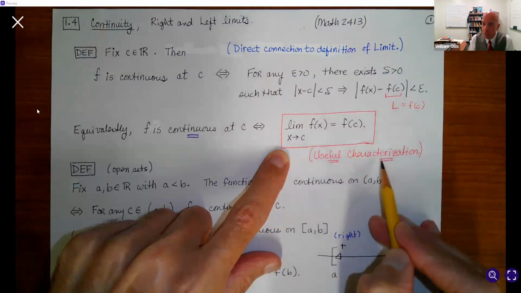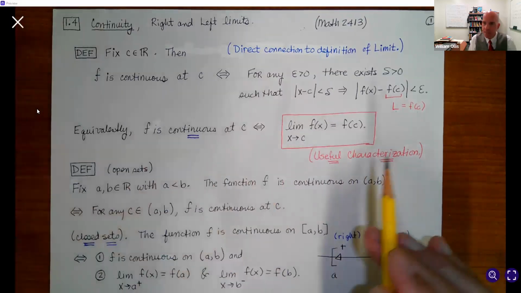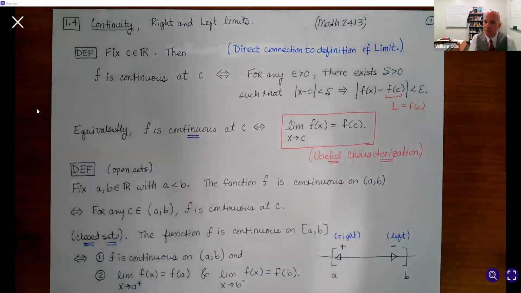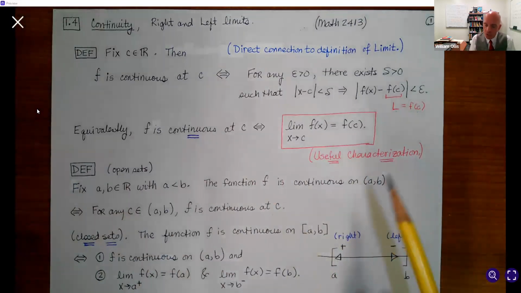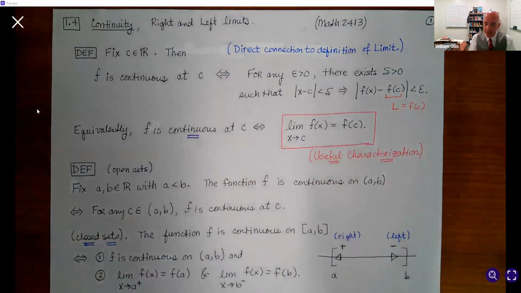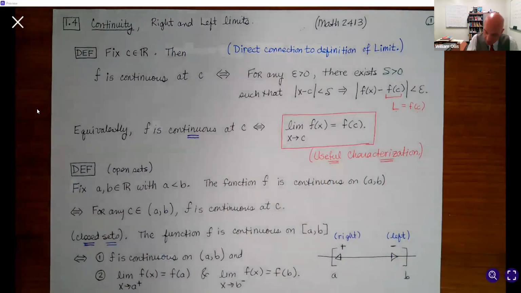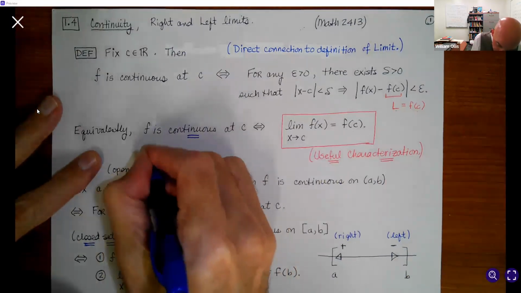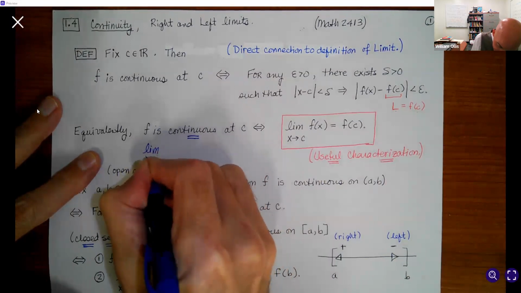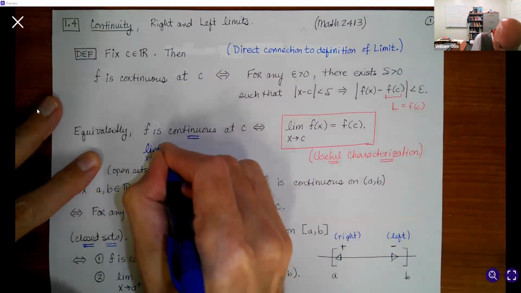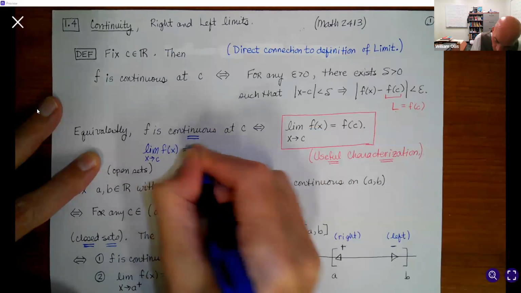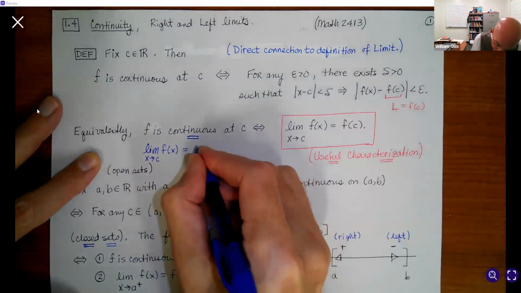So I've written useful characterization. So basically what we're seeing is that if we can compute a limit by direct substitution, which is exactly what this is saying, and here's another way of characterizing this. When we say the limit as x approaches c of f of x, we're moving the limiting process inside.